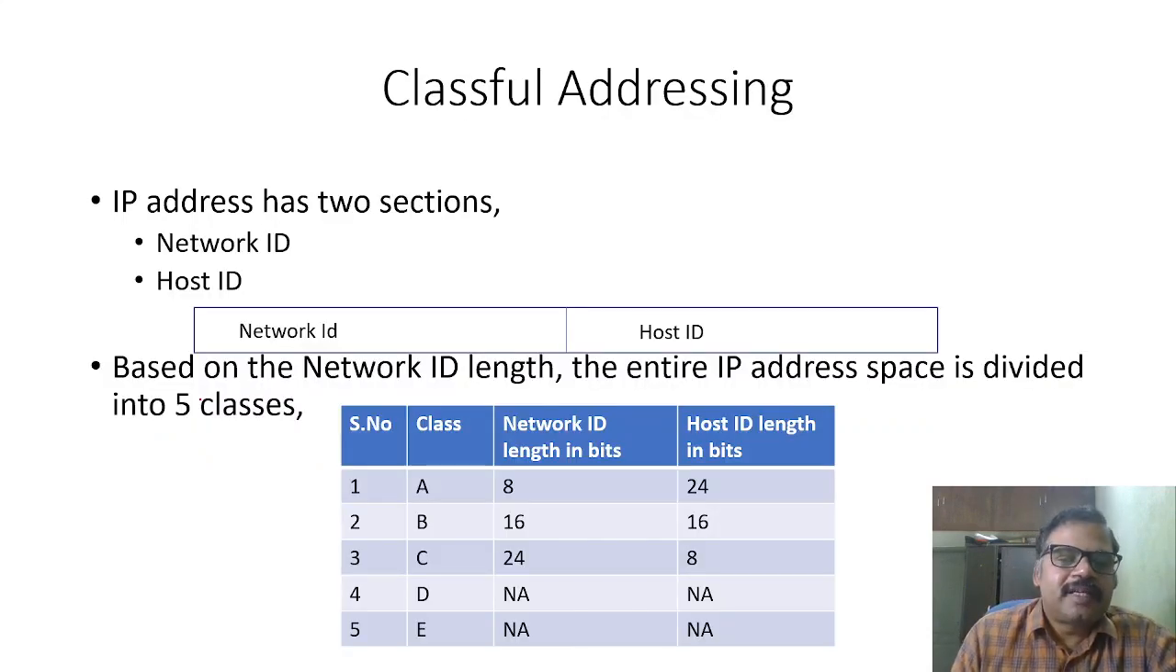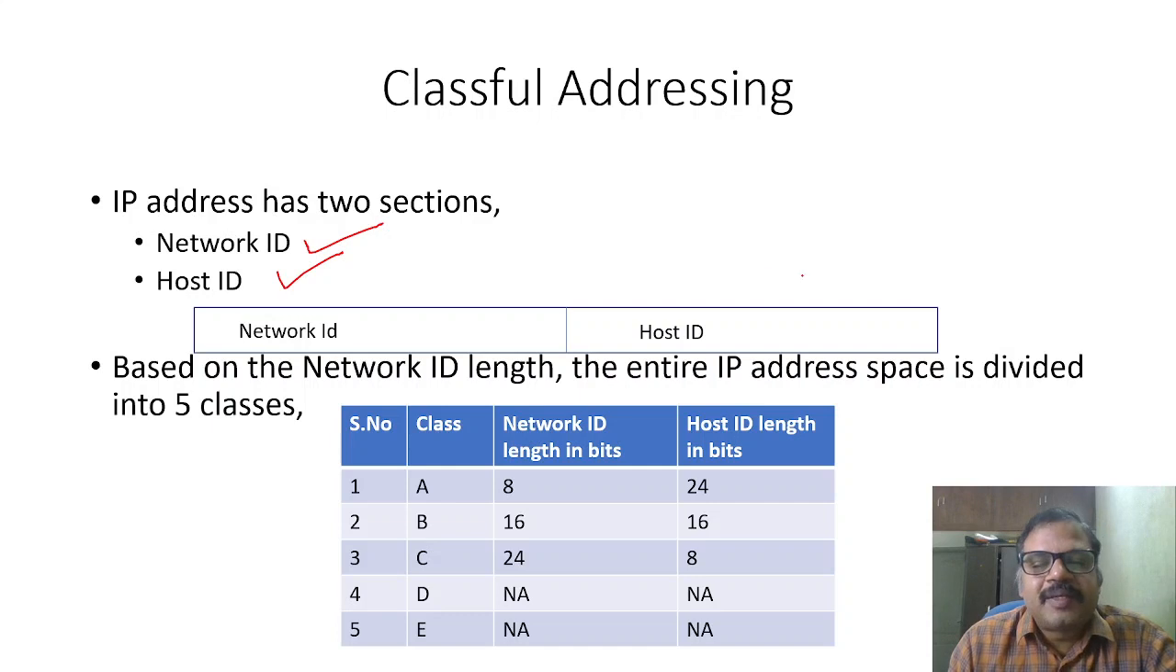Classful addressing. We divide the IP address into two sections. Each IP address has two sections: one is the network ID, another one is the host ID. So the 32-bit IP address is divided into two parts, network ID and host ID. Based on the length of the net ID and host ID, we have 5 classes, named A, B, C, D and E. In class A, out of 32 bits, the first 8 bits of the IP address represent the network ID. The remaining 24 bits are part of the host ID.